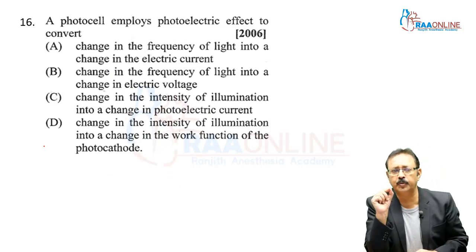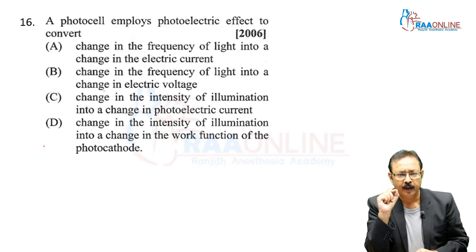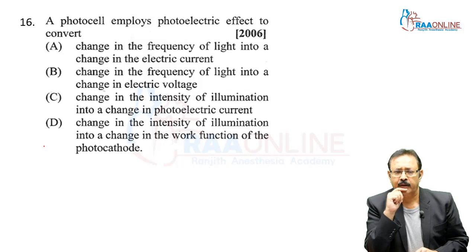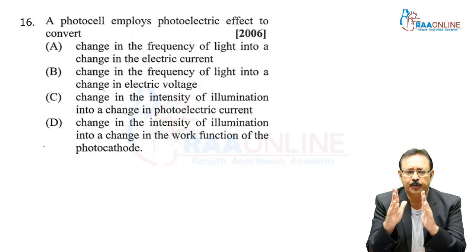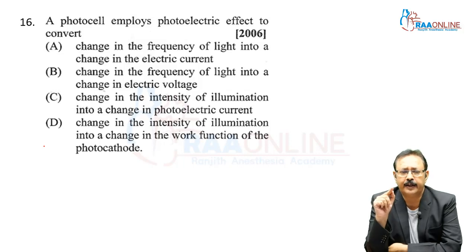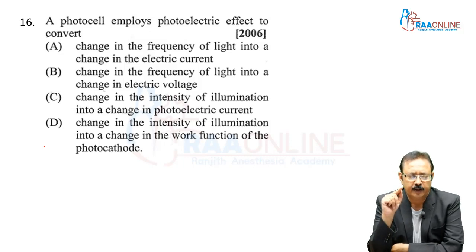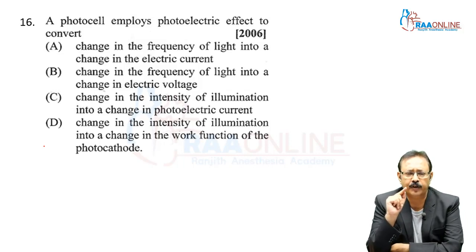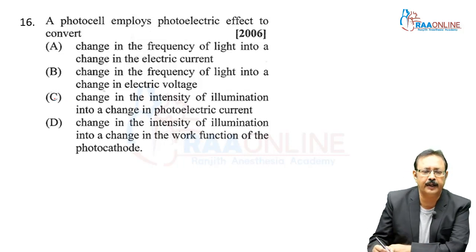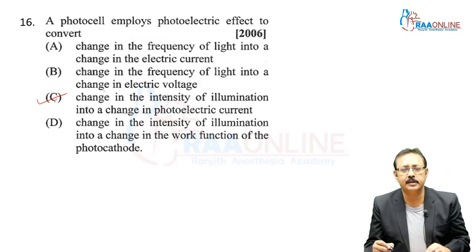Next, it is from 2006 AIPMT. A photocell employs the photoelectric effect to convert what? What are photocells doing? They are converting light energy into electrical energy. What is option A? Change in the frequency of light into a change in the electric current. No. Change in the frequency of light into a change in electric voltage. No. Change in the intensity of illumination into a change of photoelectric current. Yes. Photoelectric current only depends upon intensity. So we are going with option C.